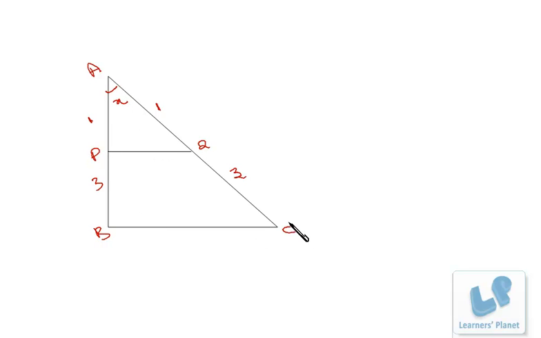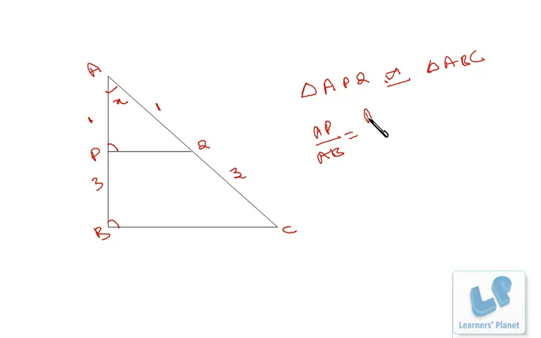Now this PQ is parallel to BC, right? That means this angle will be equal to this angle. That means this angle is common between APQ and ABC, and this angle is equal to this angle. So we can say AA similarity, that is angle similarity. That means triangle APQ is similar to triangle ABC. And if two triangles are similar, their sides are always in ratio. That means AP by AB is equal to AQ by AC, right? And the third side is PQ by BC, right? So whatever the ratio, the same breakup will be there. This is the simple concept of similar triangles that you might have studied in grade 10, right? The same concept we are going to apply in this question, right?